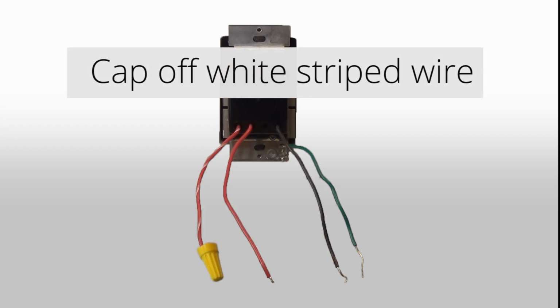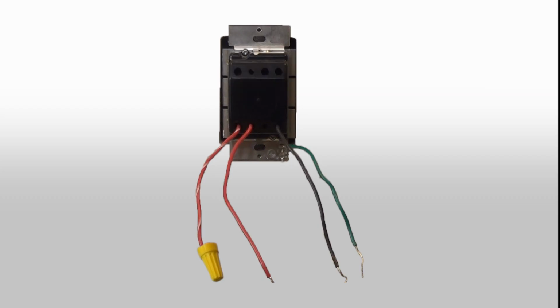In a single pole application, we do not use the traveler wire with the white stripes on it. Use a wire nut to cap off that wire.